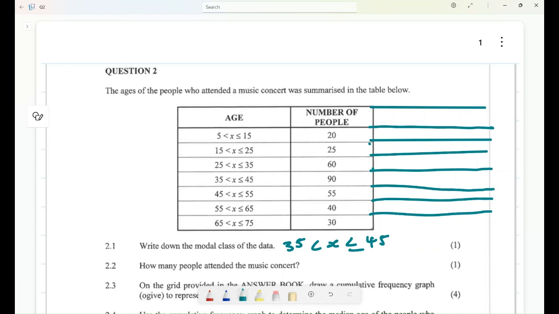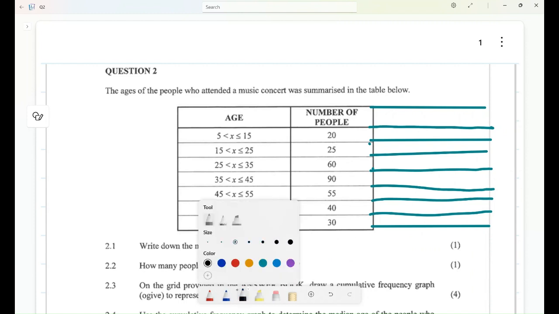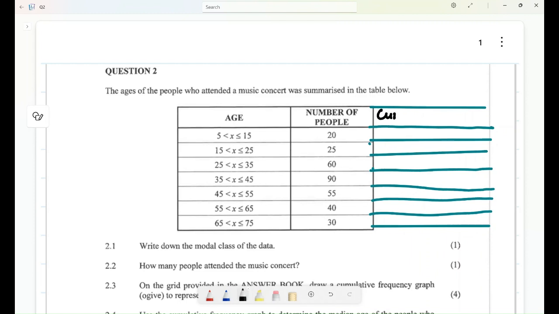Now, we say this is a cumulative frequency. Remember, this is going to help you when you have to draw an ogive, however you pronounce it. I call it ogive. Remember, the ogive graph should be something like a snake, like so.